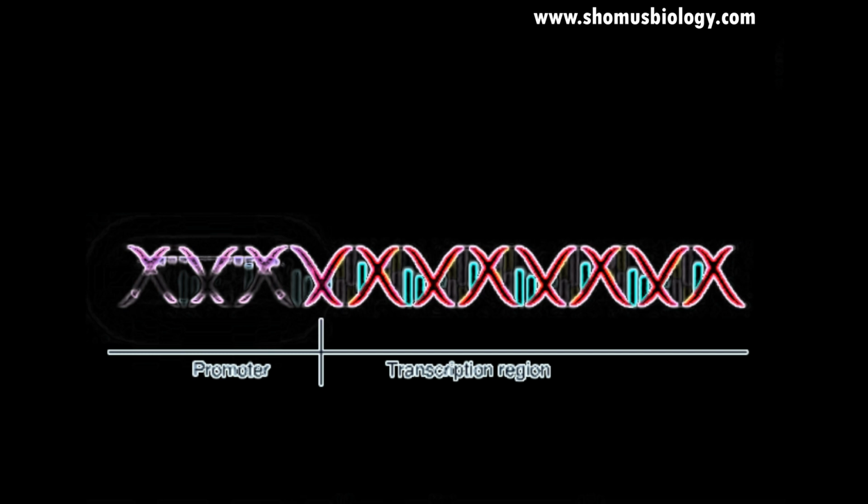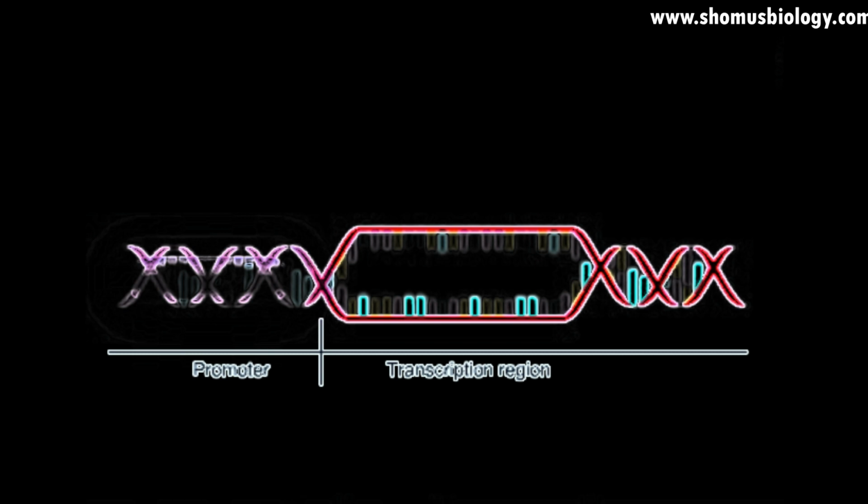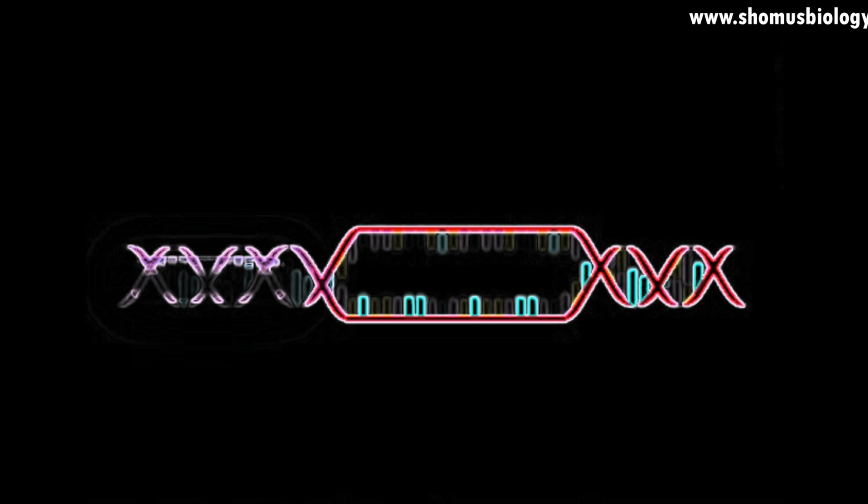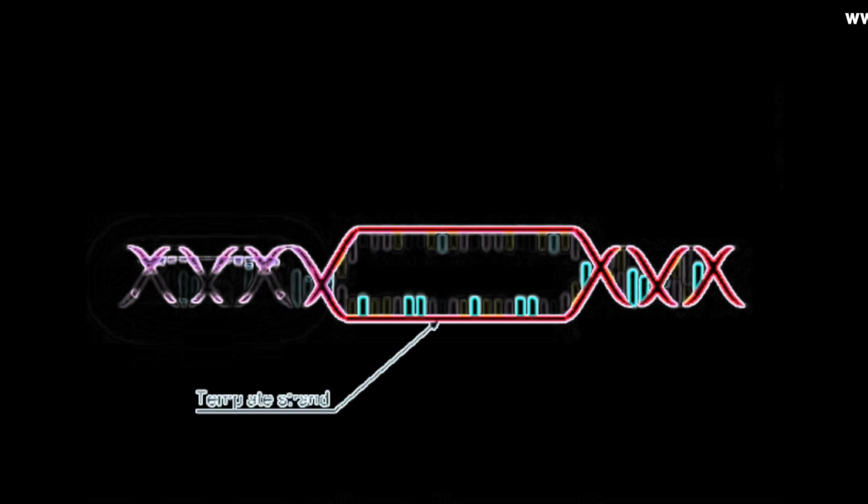This binding forces the DNA double helix in the transcription region to separate into two single strands, in what is known as a bubble formation. Based on the orientation of the regulatory sequence in the DNA, only one of the two separate DNA strands serves as the template strand during transcription. The other strand is called the non-template strand.